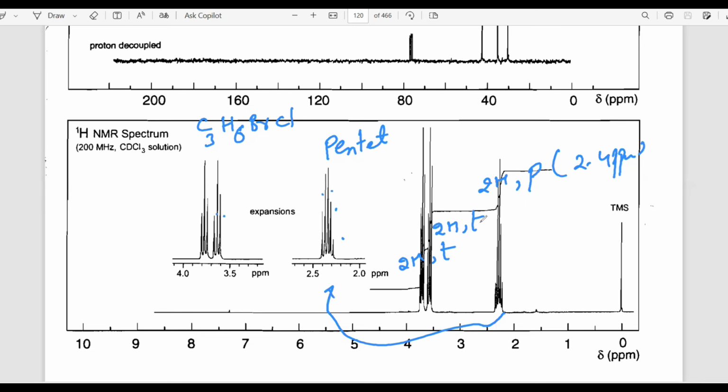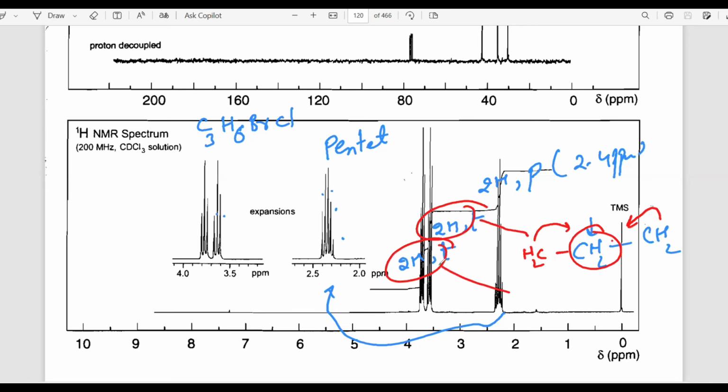So how will we draw the structure of this compound? How can we draw a 2 proton pentet? CH2. If we are going to draw a 2 proton pentet, I will put 2 hydrogens this side and 2 hydrogens this side. Now this will give you a 2 proton pentet. And this one will give you a 2 proton triplet, only if the environment is the same. So this is a 2 proton triplet, and this is also a 2 proton triplet. So it means this group is present in this compound.